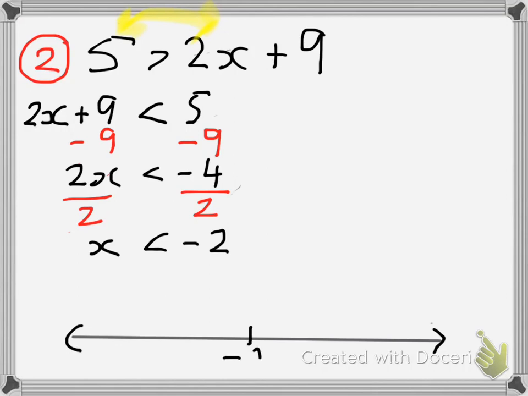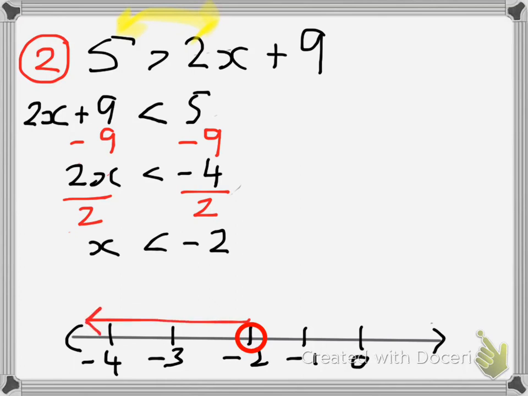So I'm going to put negative 2 in the middle, and put a few numbers either side: negative 3 and negative 4. This is just a less than sign, so at negative 2 I put an open circle, because this time the value of x is less than, all values less than negative 2, not including negative 2. And then I'm going to draw my arrow pointing out in my less than direction.